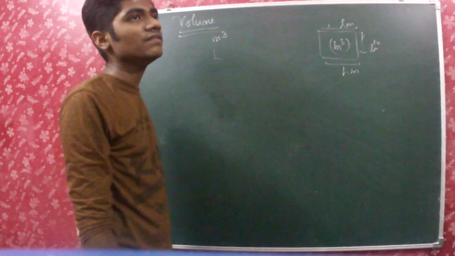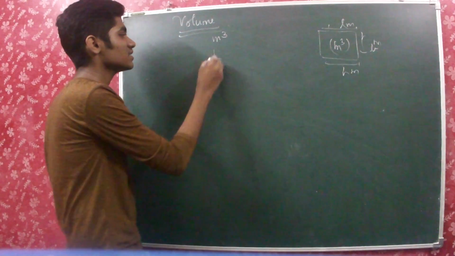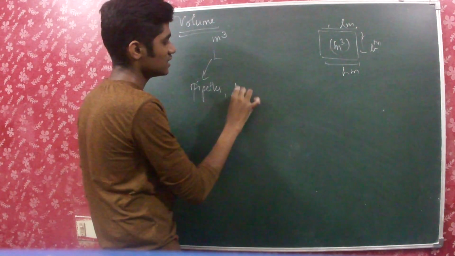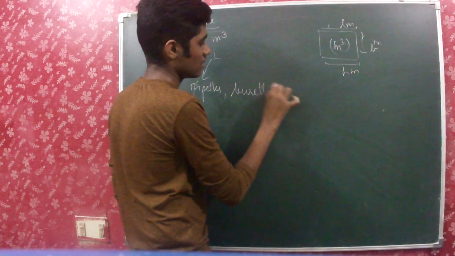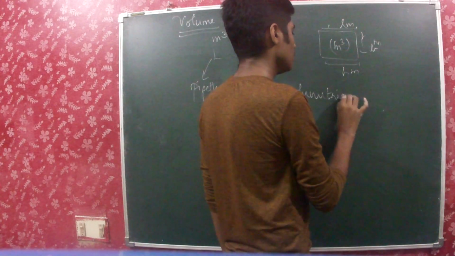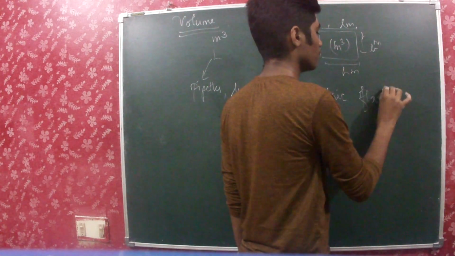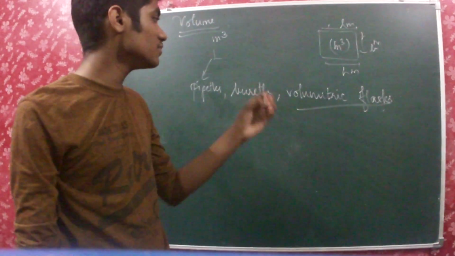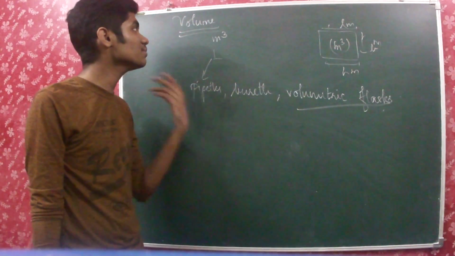When we speak about the volume of liquids, it's measured in liters, using pipettes, burettes, and volumetric flasks. A volumetric flask is where you can prepare liquids of specific volume. Then you have pipettes, burettes, and all that.